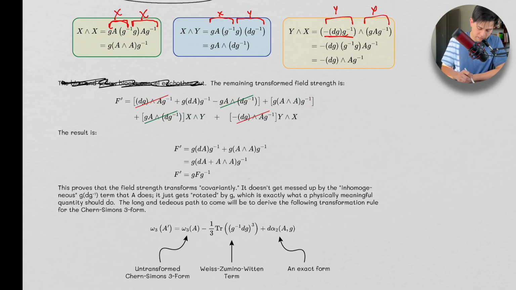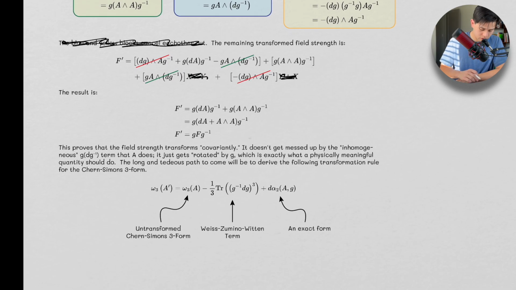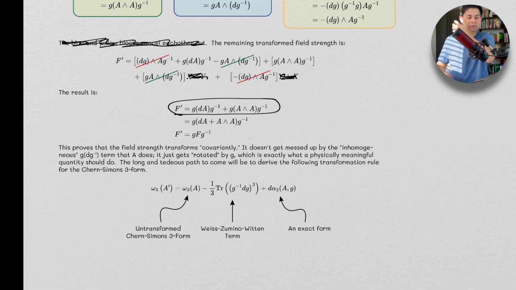We can see that the reds cancel out, the greens cancel out. We can ignore these guys as well. We're just looking at the coefficients here, but we can see that they cancel out. And so the result is this right here. We're getting so close to what a transformed field strength, topological field strength looks like.